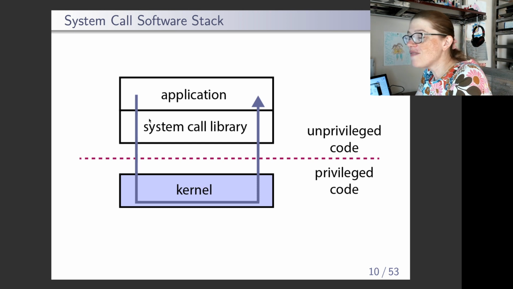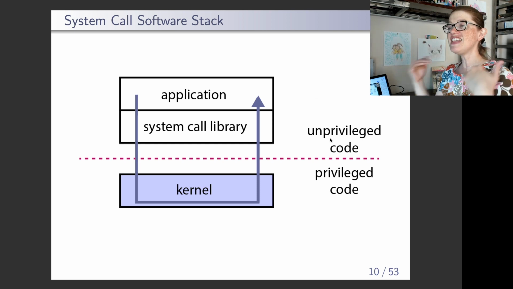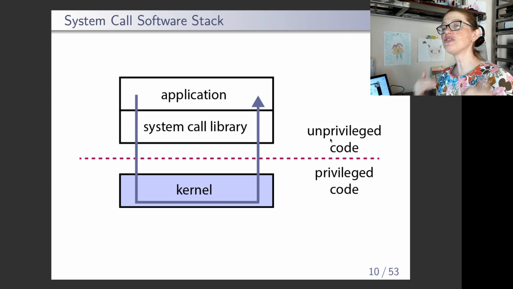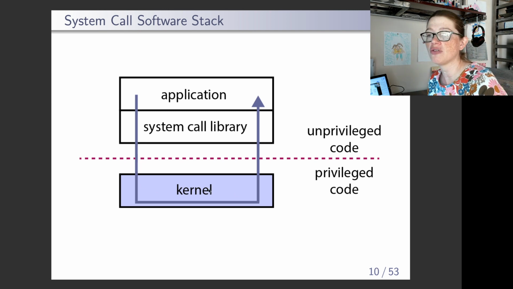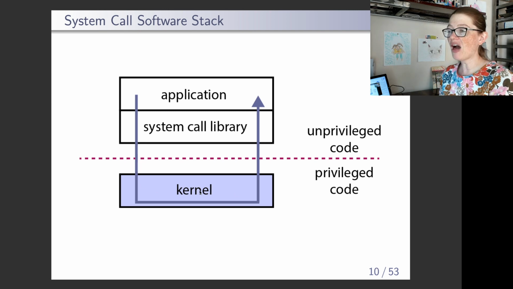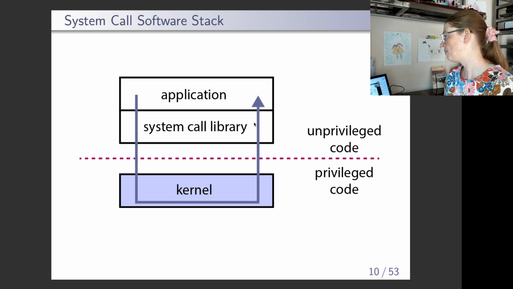So we have a system call library. This is what your user applications are going to use to interact with the kernel. So your application wants to write to a file, so you call open. Open is provided by the system call library. Open is going to cause some kernel code to run. It's going to open the file and it's going to return some data back to the system call library, which will format the output and return it to the user application.